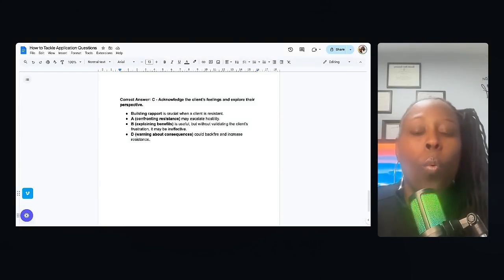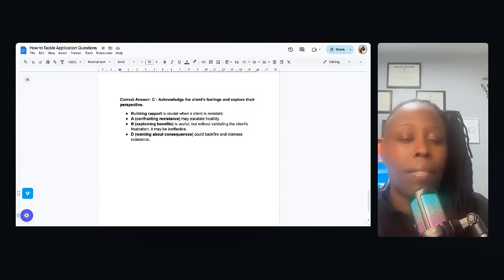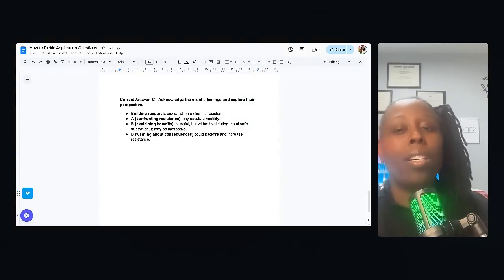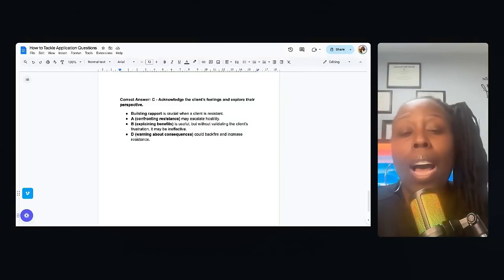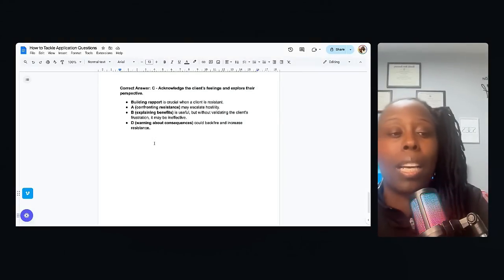And indeed, warning about the consequences could backfire because you're making them more resistant. Like, oh, you're going to tell me why I'm going to get in trouble and all the consequences. I don't have time for this. That's why I don't want to do it. It could just cause a whole lot of stuff. So obviously, whenever you're working with clients, our goal is always to build rapport and to help that client and engage them.